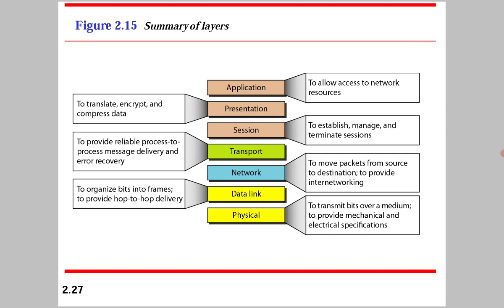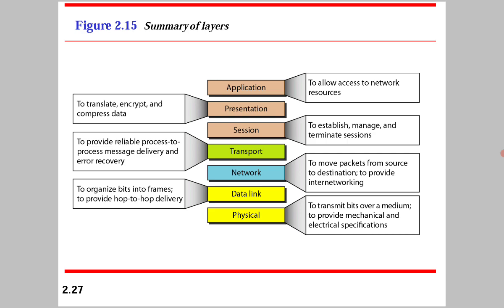Data link layer. The data link layer is used to organize bits into frames and to provide host to host delivery. In the data link layer the bits are gathered into frames, and these frames are transmitted hop to hop, from one node to another node.